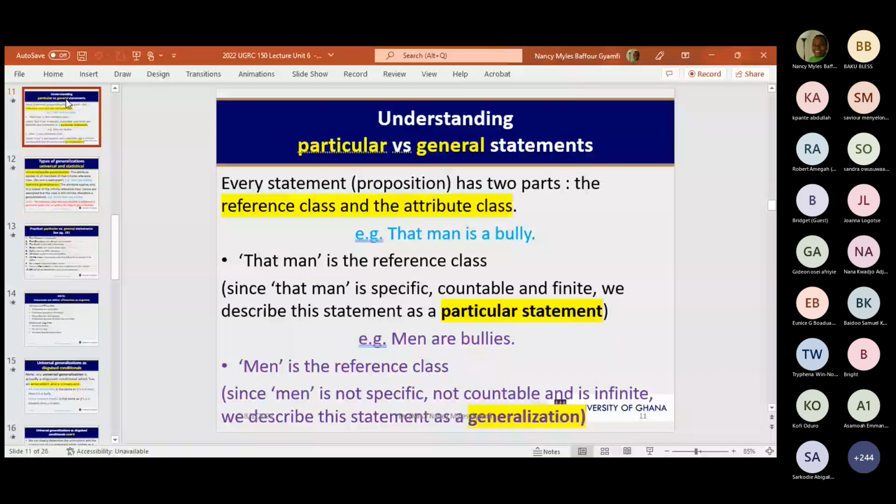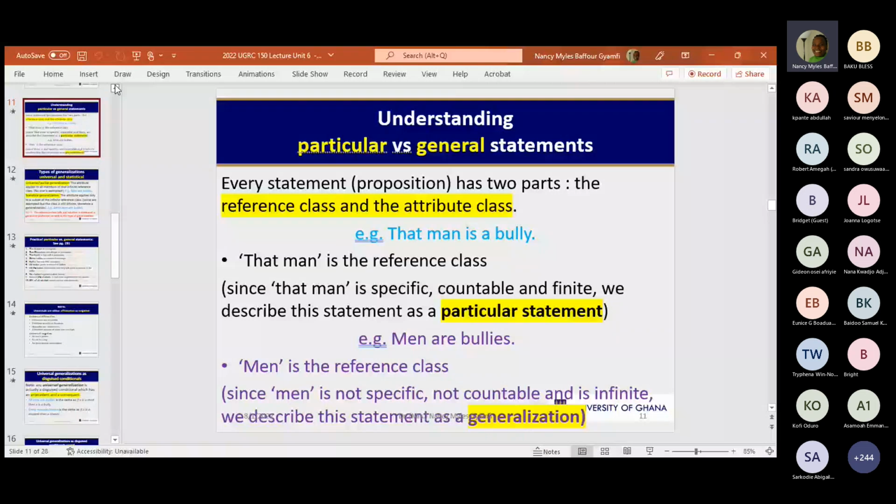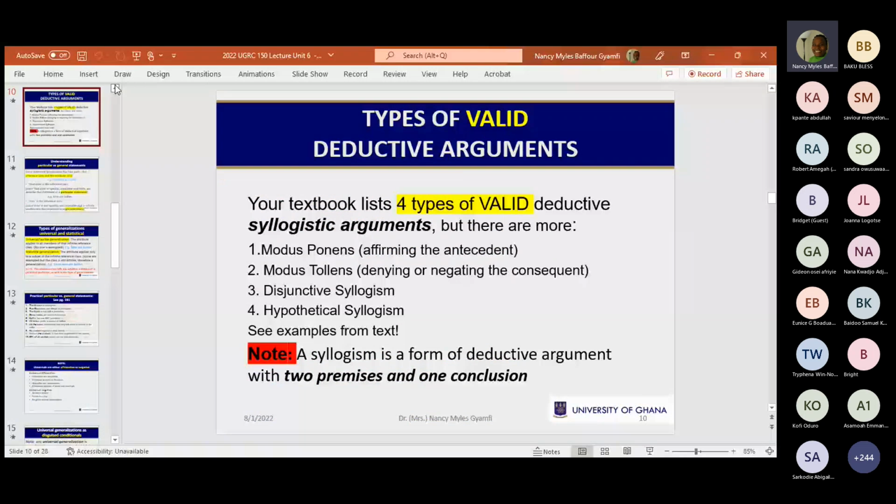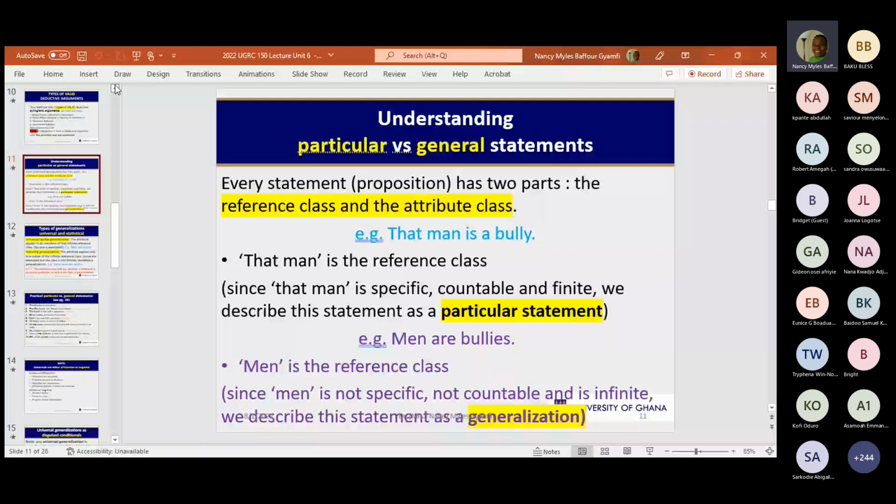It's Ama and Kofi. Everybody, look on the screen, please. Apologies, my special student. I'll try and read some of the things out. But I'm just pointing out what is on the screen for your colleagues to see. Okay. So on the screen now, we see understanding particular versus general statements. Can you read what is on my screen now? Okay. Understanding particular versus general statements. Excellent. Go ahead. Every statement, in brackets propositions, has two parts, the reference class and the attributes.